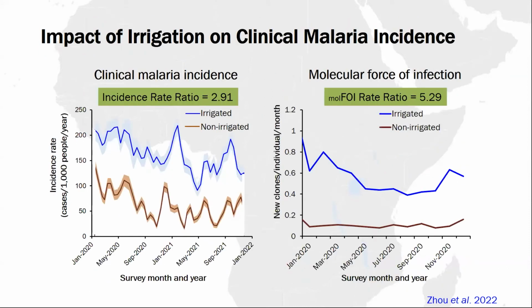We found clinical malaria incidence rates in irrigated areas were significantly higher than non-irrigated areas, with an incidence rate ratio of 2.9. We measured the molecular force of infection, which is defined as the number of new falciparum clones acquired over time, and which is more sensitive to changes in transmission due to irrigation. We found that molecular force of infection among residents in irrigated areas was 5.3-fold higher than those in non-irrigated areas. So these results demonstrate irrigation was associated with higher malaria burden.